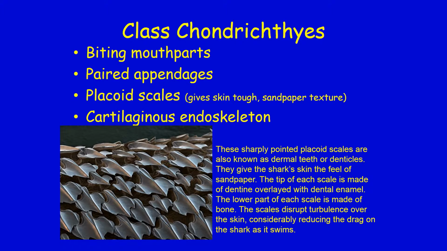But these are placoid scales that are adapted, and they become the teeth for the shark, and they can be shed and regrown. The bonus part of these scales is that they help reduce drag when they're swimming. It makes them more streamlined, more hydrodynamic, so they can swim faster.